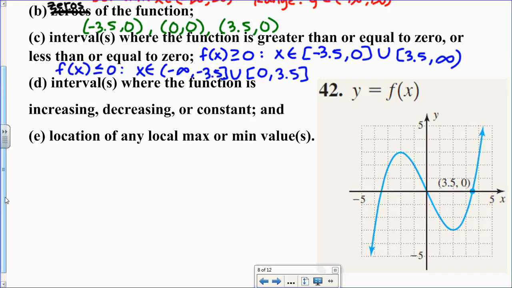So local maximum or minimum. So I have one of each. I have a local maximum. That's at negative 2, 3. So this is a point, write it as an ordered pair. And then a local minimum at positive 2, negative 3.